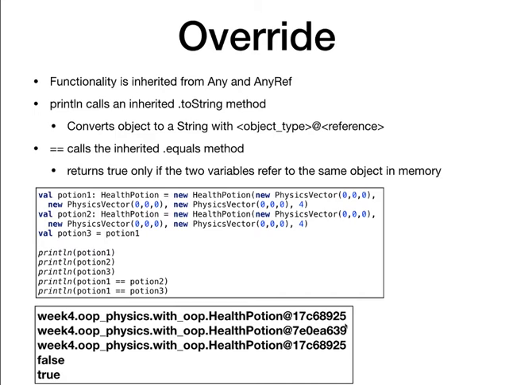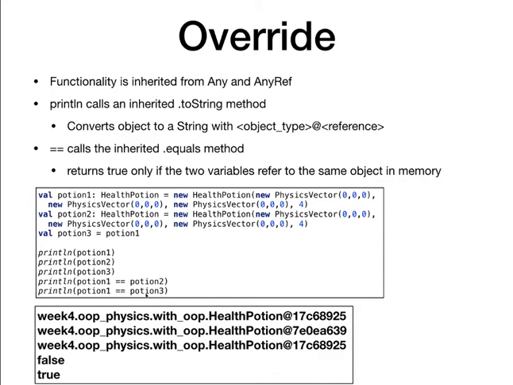The default equals method compares the references. So if the references are identical, then it's going to say true. So for 1 and 3, these two potions refer to the same object on the sheet. So that one returns true. But the other one is going to return false, even though all of the values are the same. For our purposes, those are identical health potions.